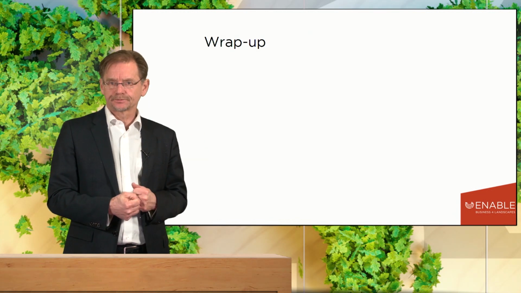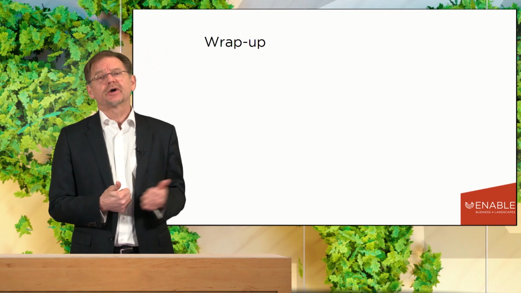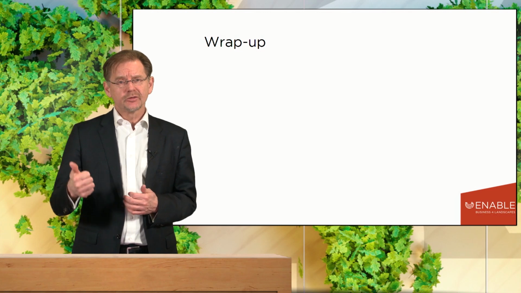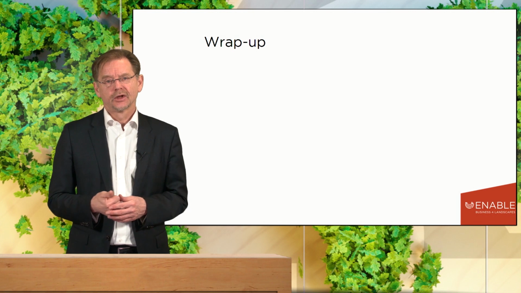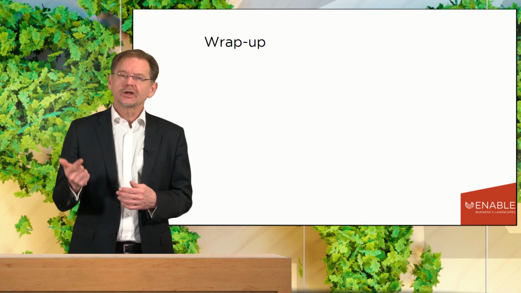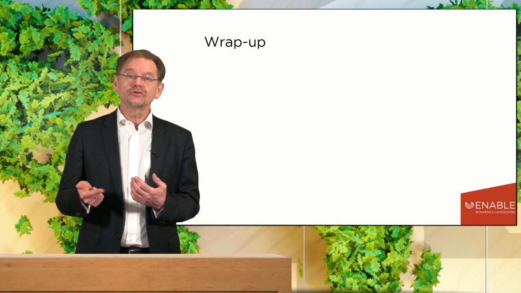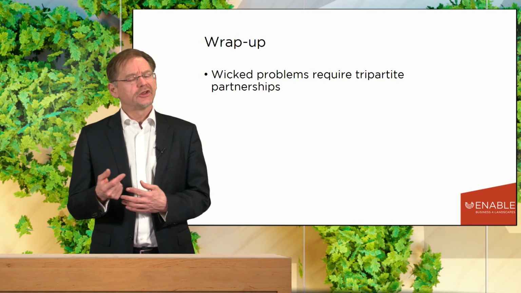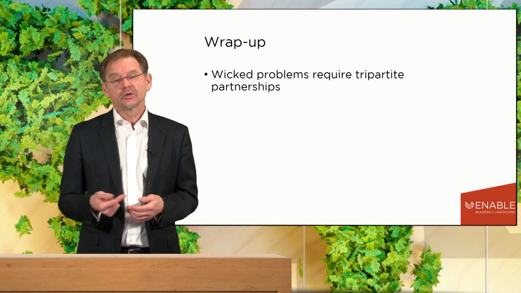So, to wrap up, wicked problems will likely require tripartite partnerships, TPPs, with representation of government, business and civil society organizations. Effective partnerships involve those partners that have responsibility and are also willing to take responsibility for the issue at hand. This means that they are not coalitions of the willing, but rather coalitions of the needed.